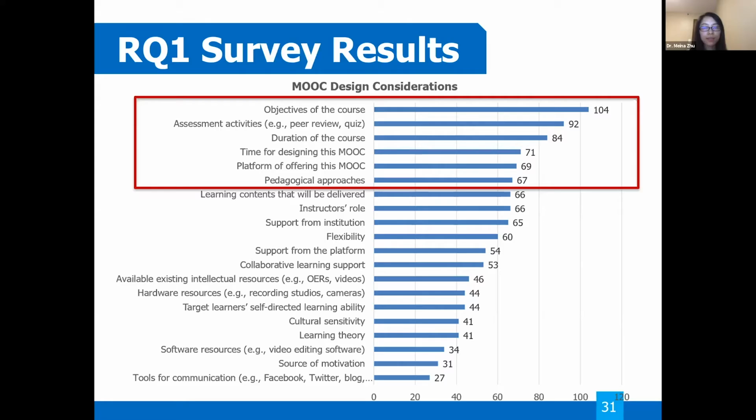So as you can see in this figure, a majority of them consider learning objectives and assessment. However, few of them consider software resources or tools for communication. So technology support is not the main consideration for the instructors. And only about a third considered cultural sensitivity issues, which we have another paper in review on, or learning theory. It was really the objectives and assessment and time.